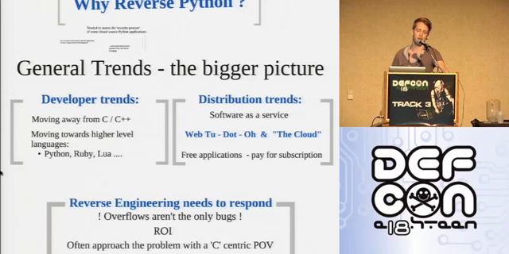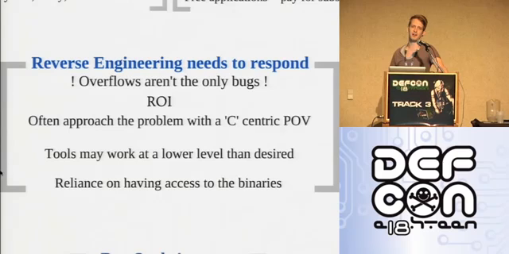There's also a change in distribution. Five or six years ago, you would always download an application. Now it's all Web 2.0, the cloud. Everything's got something to do with the cloud, but nobody knows exactly what the cloud is. It's got something to do with the network, the internet. So everything now is software as a service. What this means for reverse engineering, obviously, is maybe you don't actually have access to the files you're trying to reverse, because you're dealing with them on a remote server.